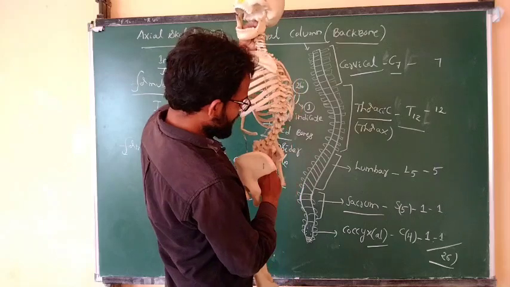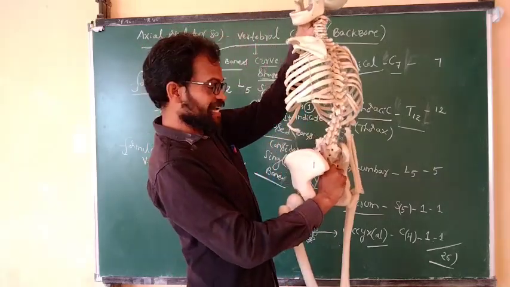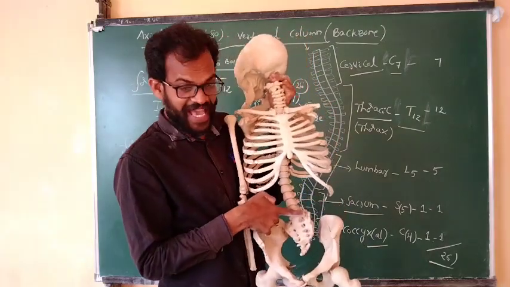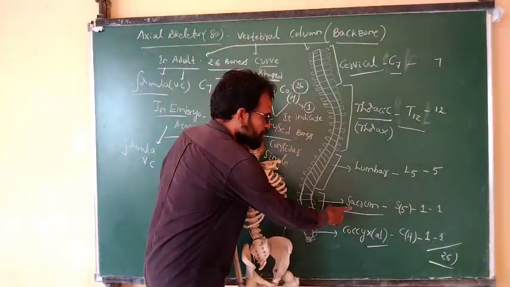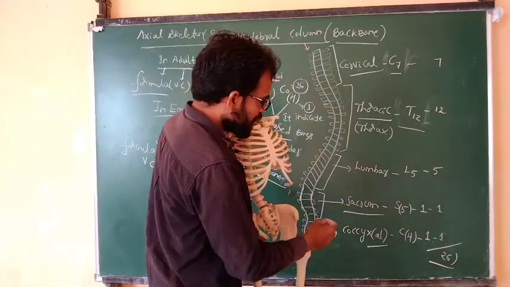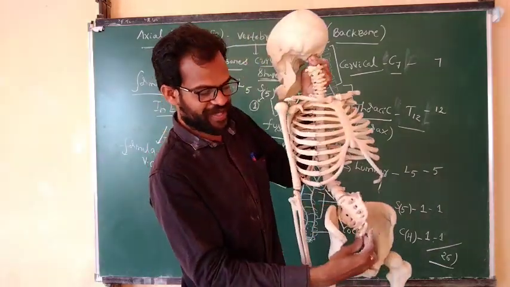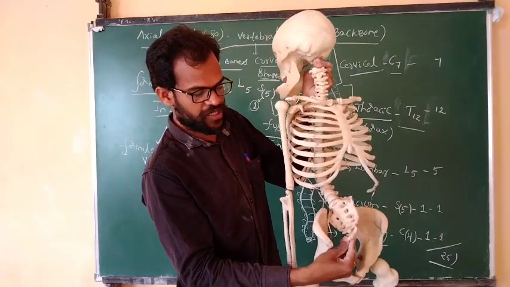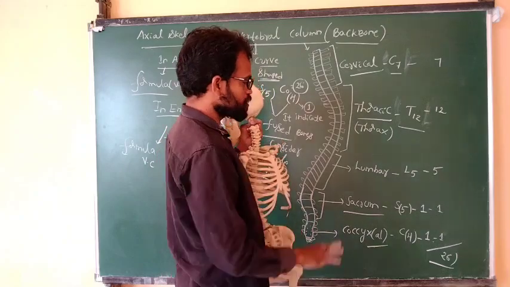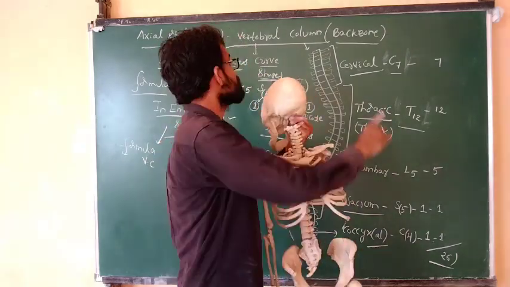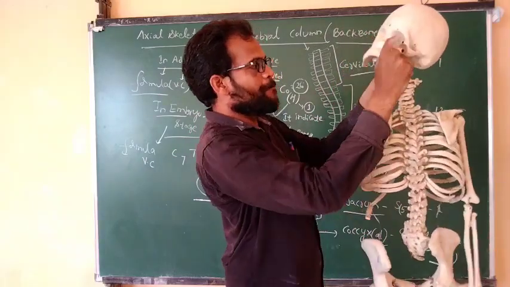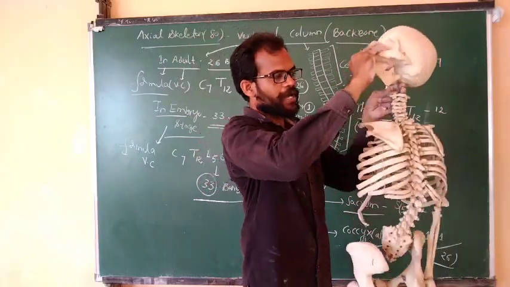Next one is the sacrum. Sacrum means 5 bones but fused. Next one, coxal. How many bones? 1, 2, 3, 4. 4 bones. Total bones, 26 bones. This is the vertebral column or backbone.